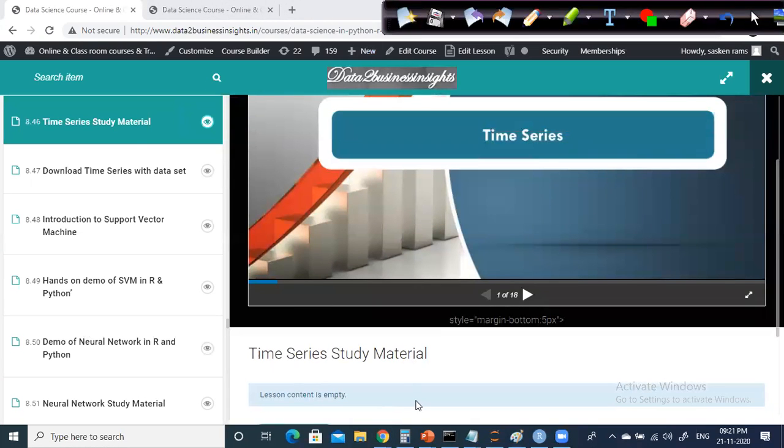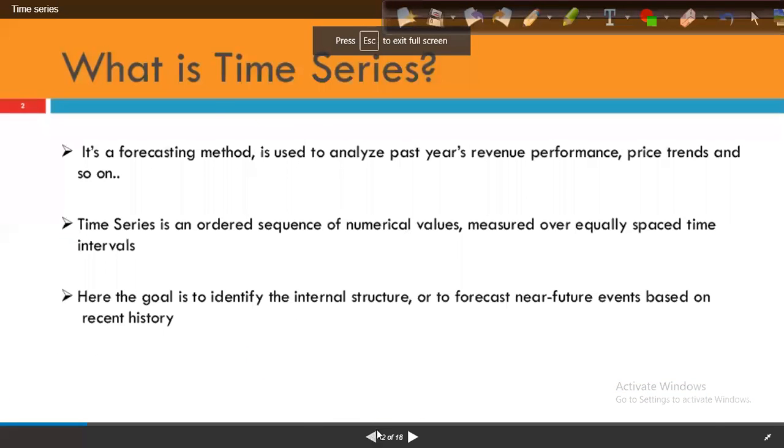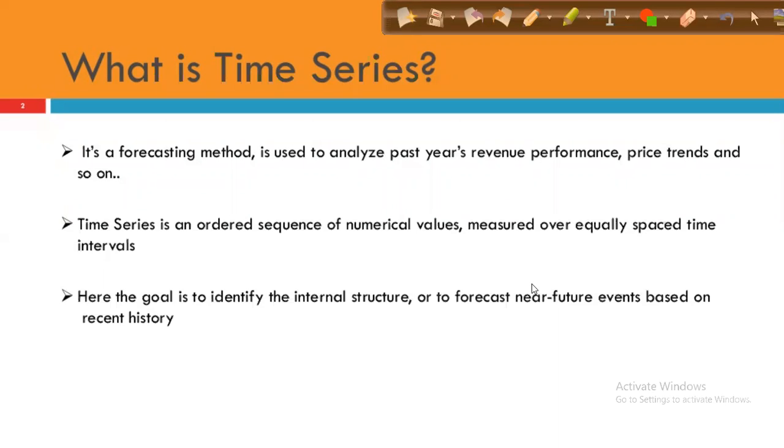So in the case of time series, before we jump in and understand what the statistical way is, what auto regression is, and all those things, let's try to understand what exactly time series is all about. A time series is a collection of data points collected at constant time intervals. There should not be any gap between the times that you gather the data. It should be equally spaced time intervals. When you collect the data for forecasting, it should be an ordered sequence of numeric values, measured over equally spaced time intervals. The whole idea is to identify the internal structure or to forecast near future events based on recent history.